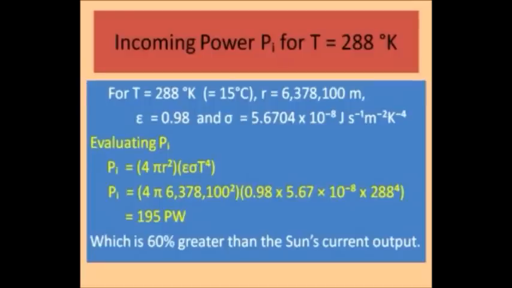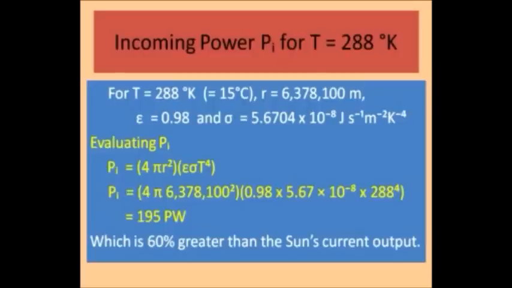So we use the same formula as before. Power incoming equals 4 pi r squared epsilon sigma T to the power of 4. Then substituting the values into the formula, we obtain Pi equals 195 petawatts. That is 60% more than the Sun is currently providing. Even if the albedo was set to 0, we'd only get to 174 petawatts of absorption, still well short of the 195 petawatts required.